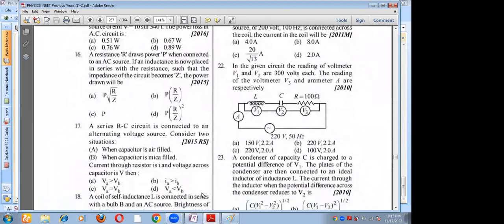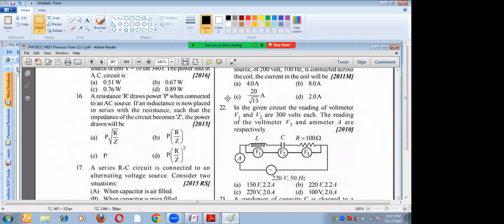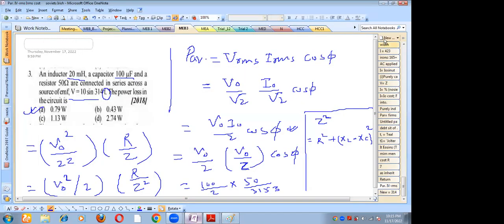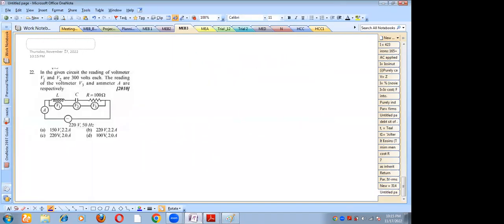Now do the question 20, a very easy question, though it seems to be difficult. So attempt question number 22. Questions are very frequently asked.